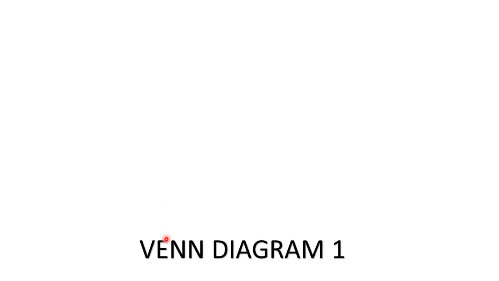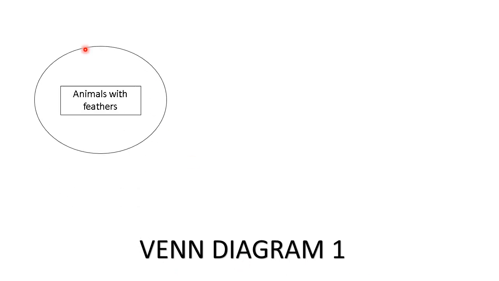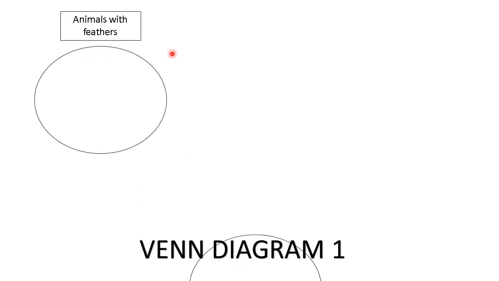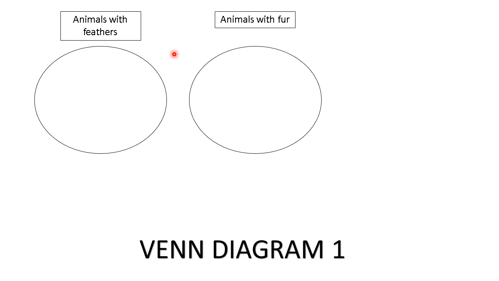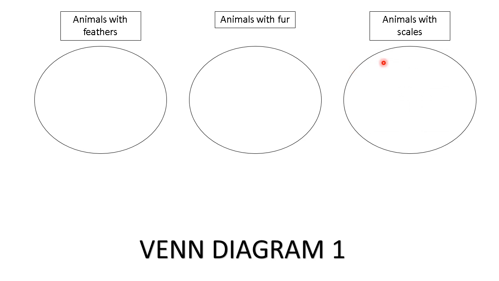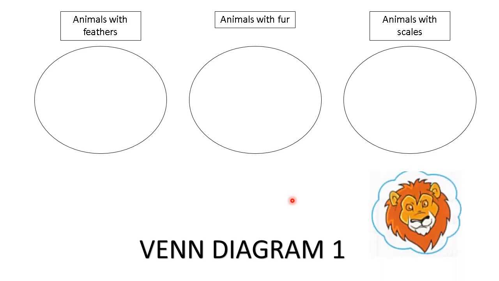The first group is animals with feathers. The second group, animals with fur. The third group, animals with scales. Let's take a look at an example. Look at this animal here. This is a lion. A lion belongs in this group here, animals with fur.